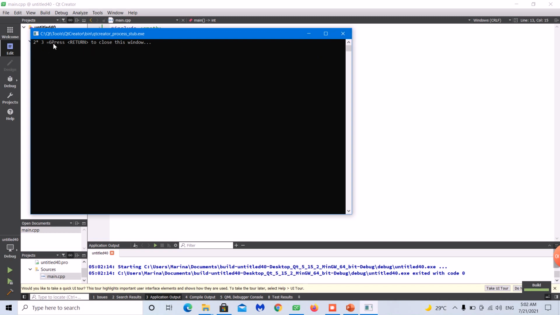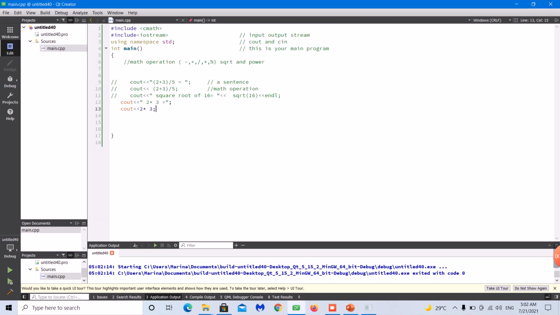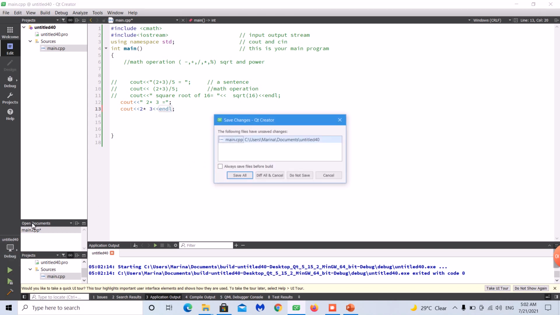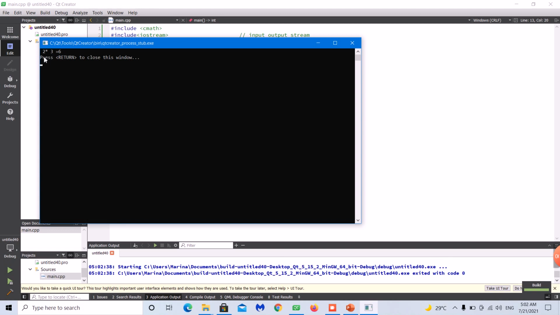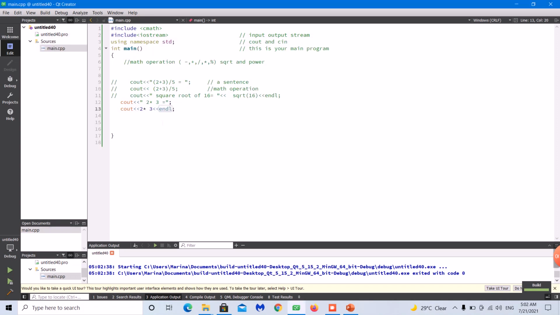If you want to get rid of this press return, and you don't want this to be like this, we have to write here 2 operators and then endl. So 2 times 3 equals 6. So there is no more press return next to the 6. Okay?